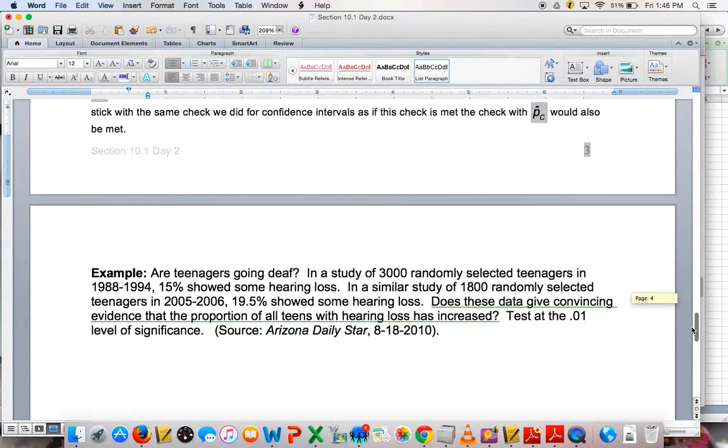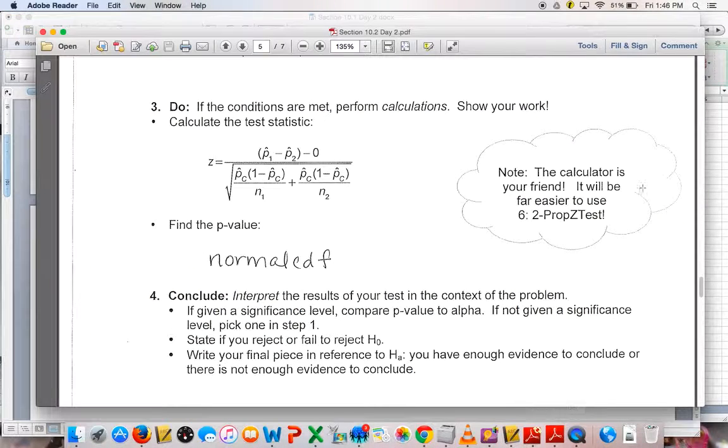All right, so here's an example. Our teenagers are going deaf. So in a study, you have 3,000 randomly selected teenagers in this year, and 15% showed some hearing loss. And then you have another group of teenagers in this group of years, and there's some hearing loss. So does this evidence give convincing evidence the proportion of all teens with hearing loss has increased? Test at the 0.01 level of significance.